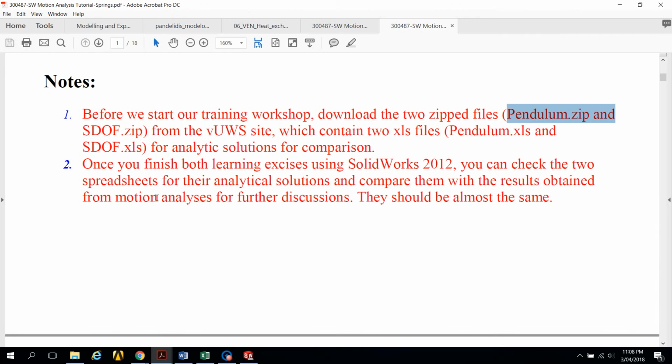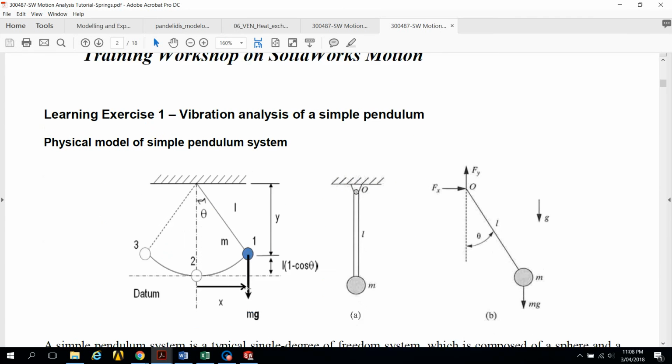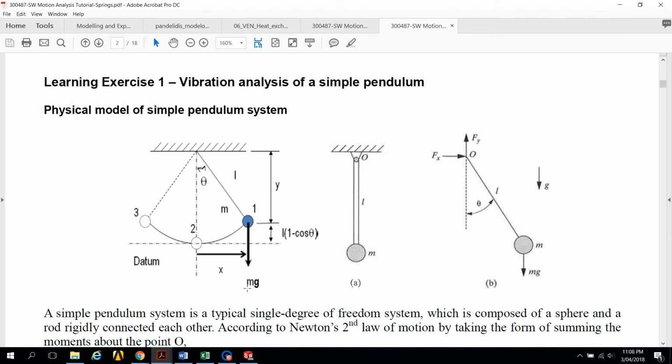Once you have finished both, you're going to have some Excel sheets, the pendulum XL and the SDOF, because they have analytical solutions for comparison with the solution you're going to have from the SolidWorks motion analysis. They should be almost the same, compatible between the results you get in SolidWorks and the ones on the Excel sheet. So first we are going to start with the vibration analysis of the simple pendulum.